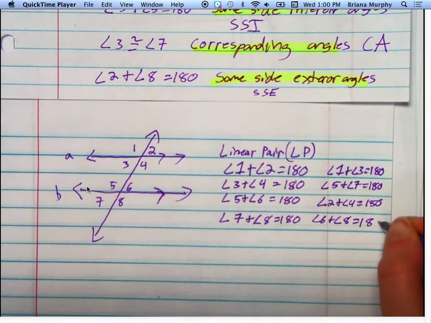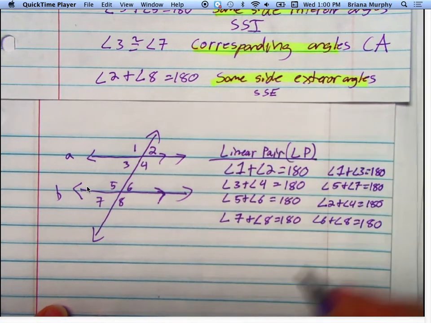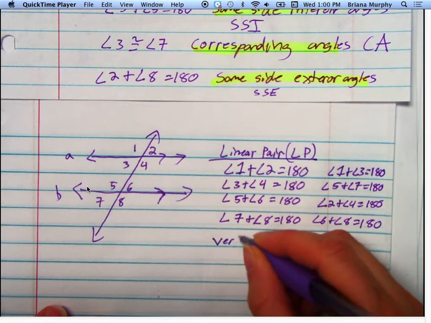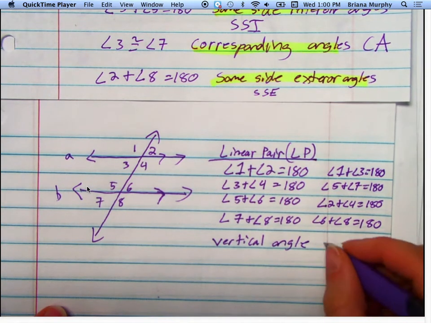Those are all linear pairs, two angles that form a pair that gives us 180 degrees. Okay? Those are my linear pairs. Now we're going to talk about vertical angles, or VA.